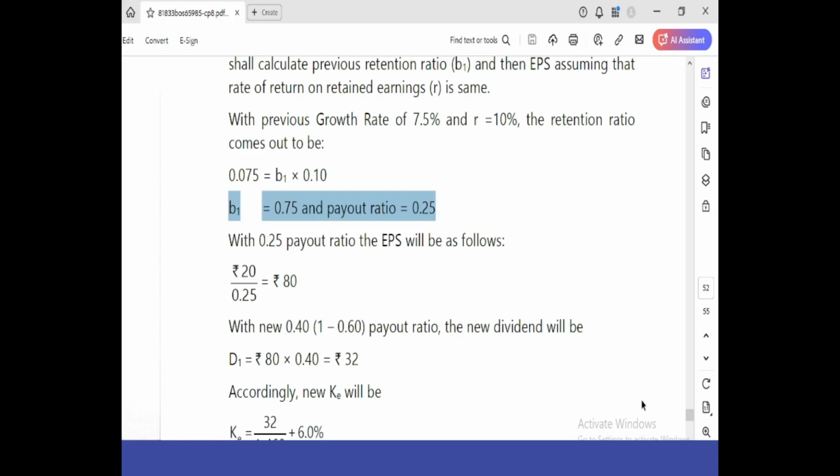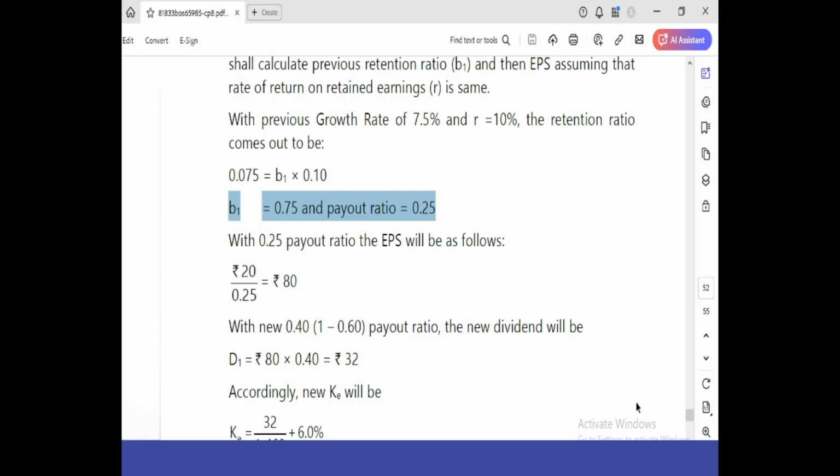Now you know last year the dividend paid by the company was rupees 20. Rupees 20 represents 25%, 0.25. What is for 100%? I'll get the earnings. So rupees 20 divided by 0.25, how much do I get? I get rupees 80. Rupees 80 is the earnings per share last year.